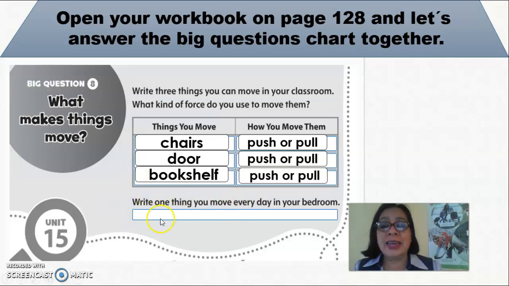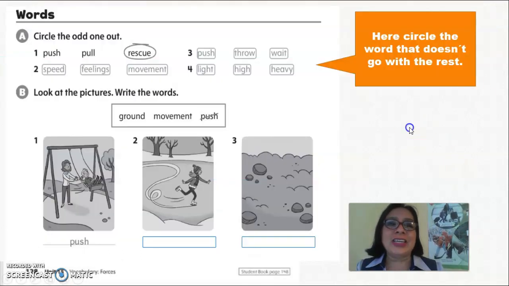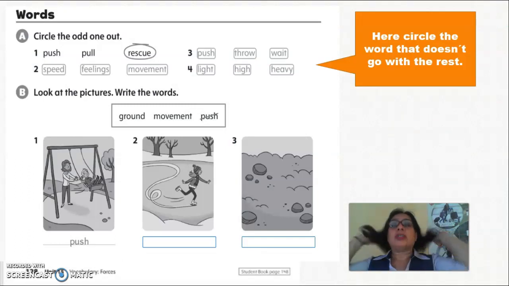Now the next one, you will write one thing you move every day in your bedroom. I don't know what you have in your bedroom, so you will answer that individually, okay? Let's continue now with the review. This is the review from units 13 and 14. Sorry, this is very hard.